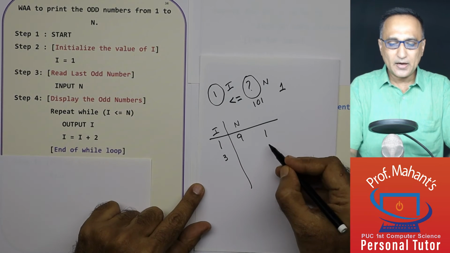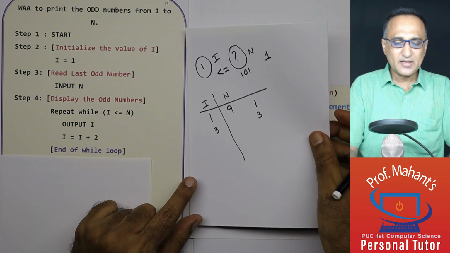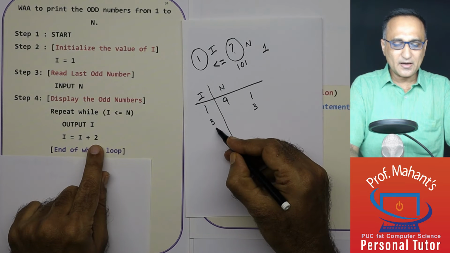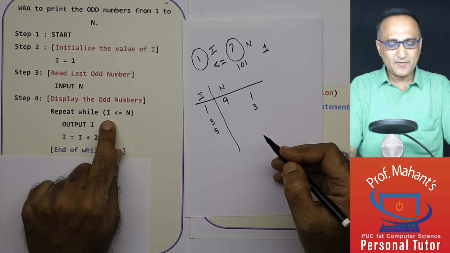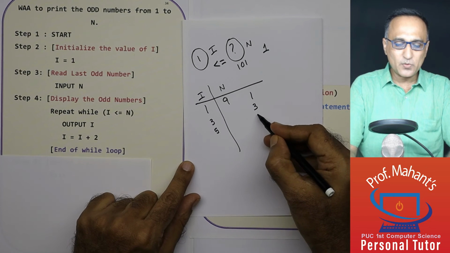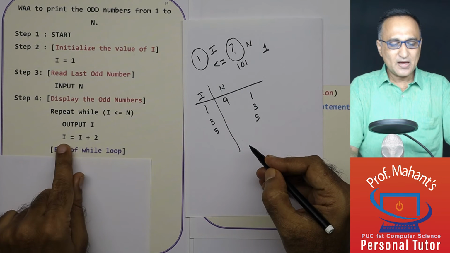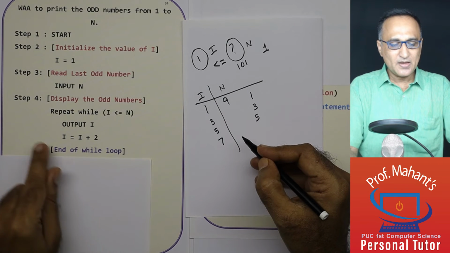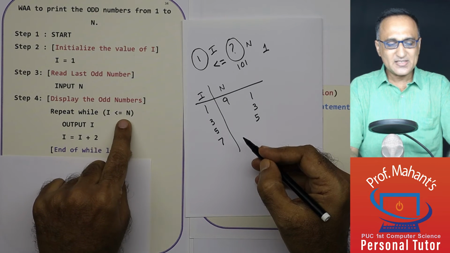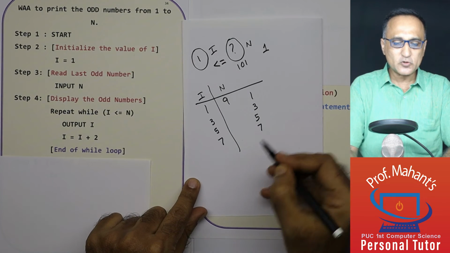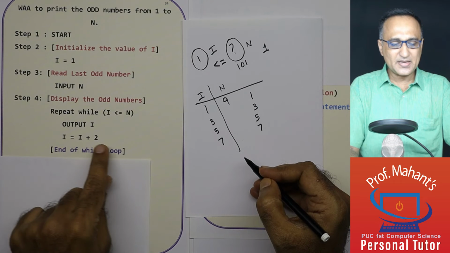So I come here. Output I, output 3. Then next I increase the value of I by 2 again. I becomes 5. 5 is less than or equal to 9. So I output the value of I, which happens to be 5. I increase the value of I by 2. It becomes 7. I go back here. 7 is less than or equal to 9. It is true. I output the value of I, which happens to be 7. Next step, I is I plus 2.